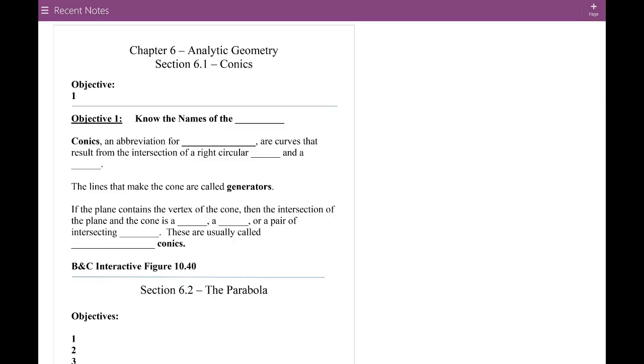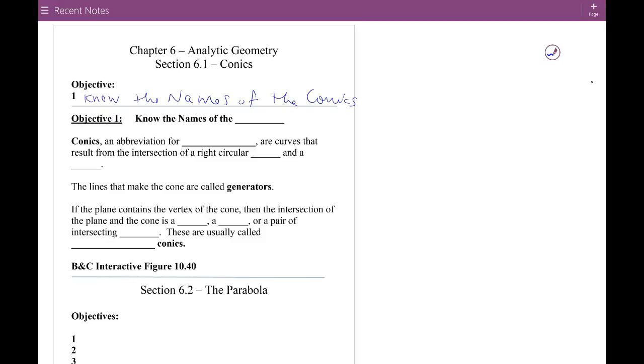So this is the last chapter that we'll be learning in trigonometry, and it's called Analytic Geometry, and it's all about what are called conic sections. So our first objective is just going to be to know the names of the conics.